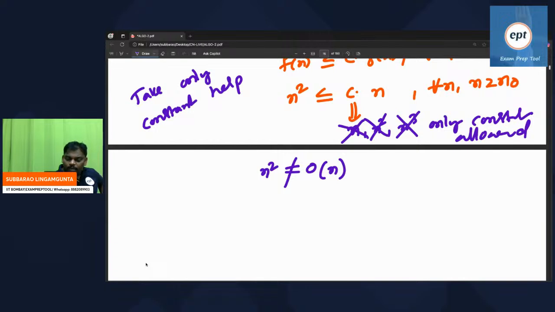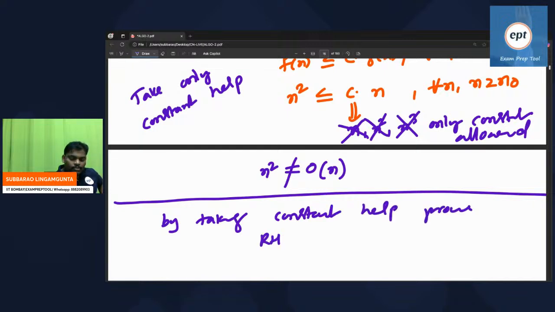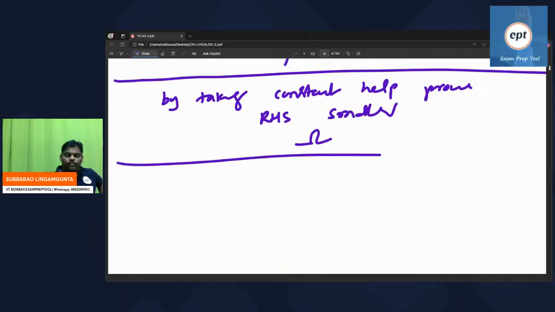Some people are asking, sir, what is omega? See this one. By taking constant help, prove the right side smaller. Let me write it now. By taking constant help, prove the right hand side smaller. Then it is called omega. That is the meaning of omega.